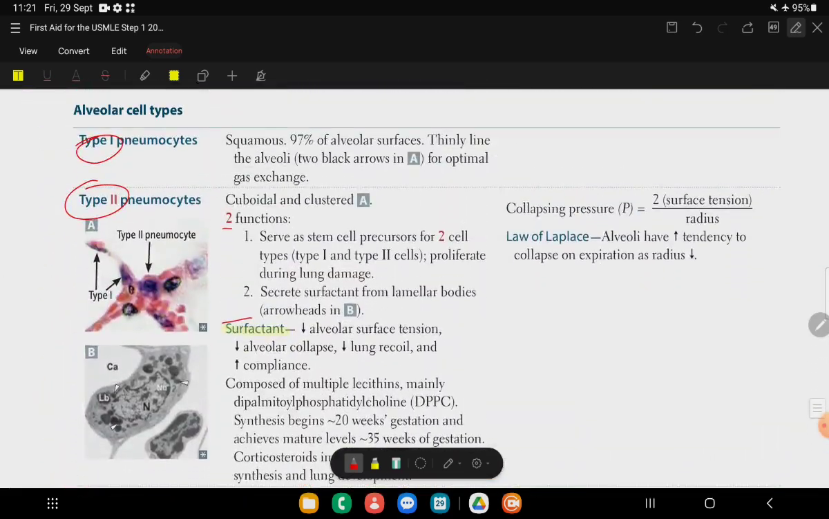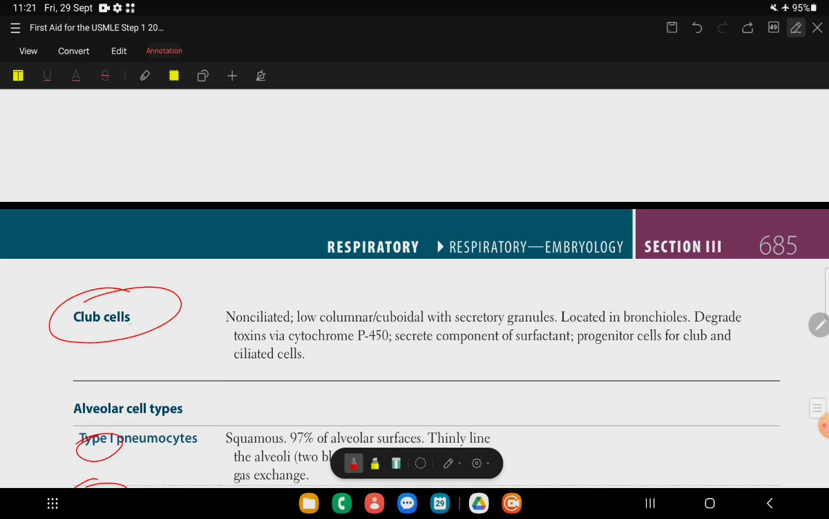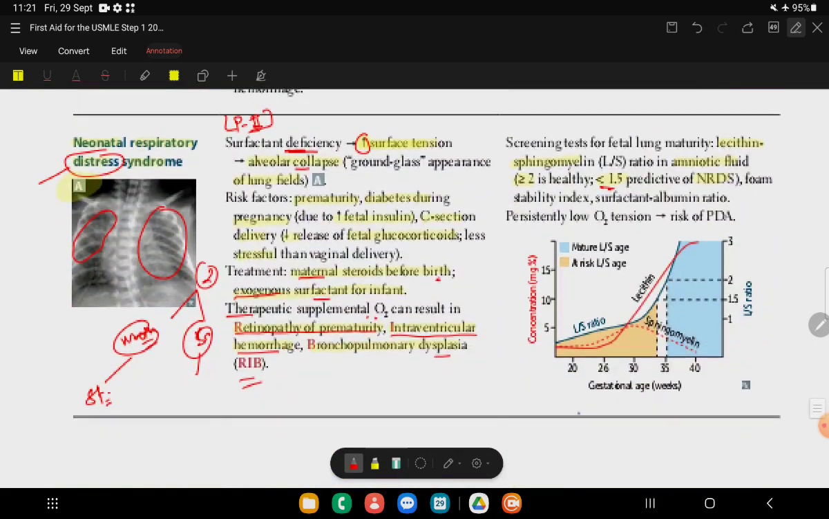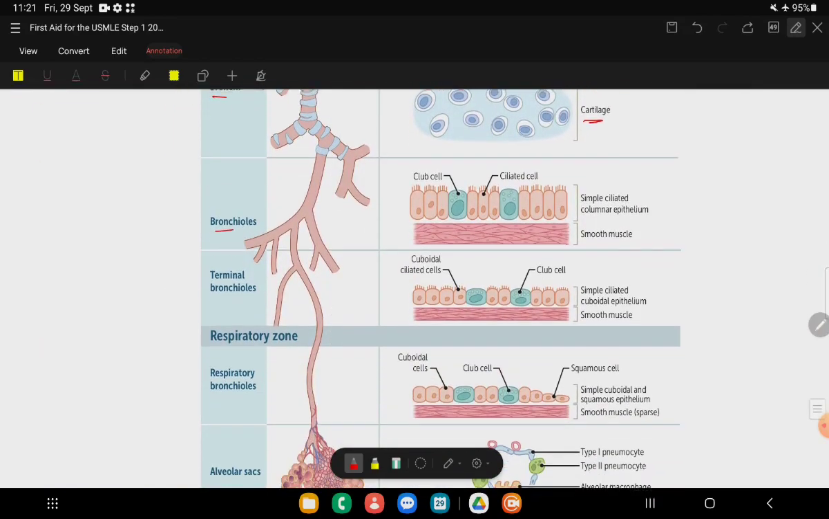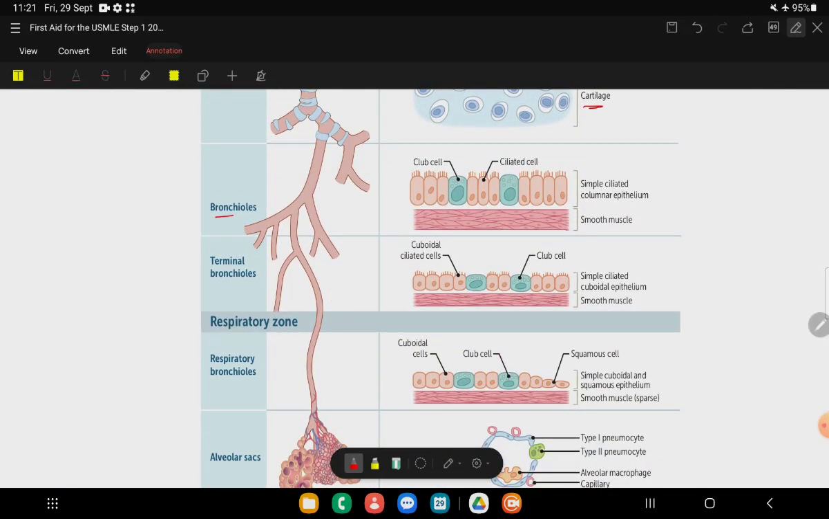I told you before that club cells are non-ciliated. They are low columnar cells with secretory granules, located in the bronchioles, that degrade toxins via cytochrome P450, secrete a component of the surfactant, and are progenitor cells for the club cells and ciliated cells. Now the next one here is the terminal bronchioles. The terminal bronchiole has cuboidal cells, club cells again present here, and a simple ciliated cuboidal epithelium lining the basement, and then the smooth muscle.